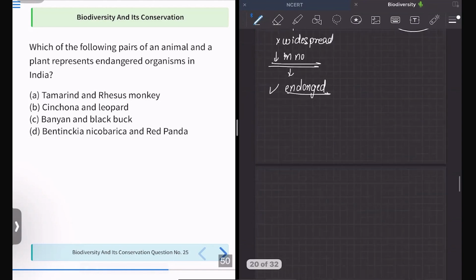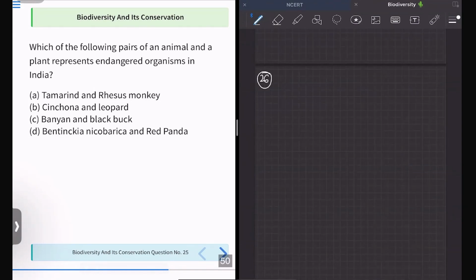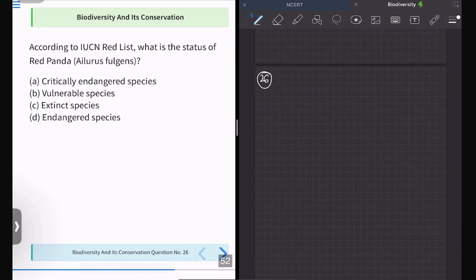I hope you have understood it. Let us move to question number 26. In question number 26, they are asking us, according to the IUCN Red List, what is the status of red panda? We have seen that red panda is an endangered species. Now, in options A, B, C, and D, we have different terms like vulnerable and extinct. We have seen what extinct and endangered are, but what is vulnerable? Vulnerable means weak. Vulnerable means those which are weak and will not be able to survive, and in the coming years they might become extinct.